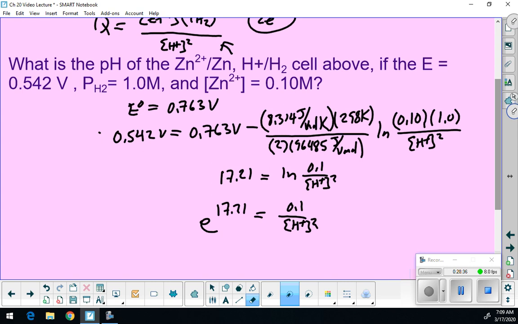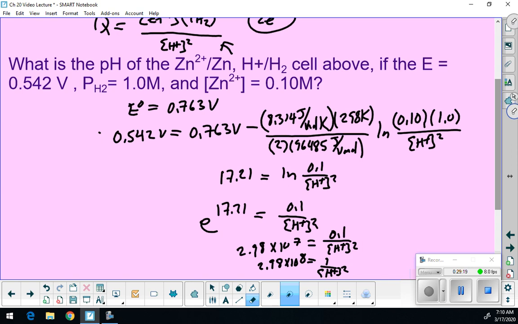Okay, so let's take the E. And I get, oh my gosh, big number. Something like 2.98 times 10 to the 7 is equal to 0.1 over H plus squared. So I'm going to divide both sides by 0.1, and I get 2.98 times 10 to the 8th is equal to 1 over H plus squared.